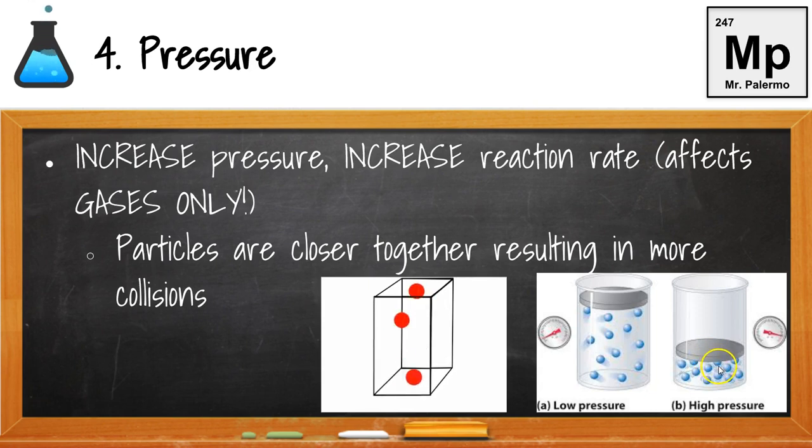Increasing the pressure by decreasing the volume pushes the particles closer together. So essentially, you're creating a higher concentration in a given space. So if the particles are closer together, it's going to result in more collisions happening and a greater chance for effective collisions, which speeds up the reaction.